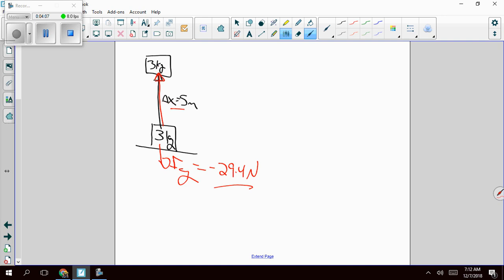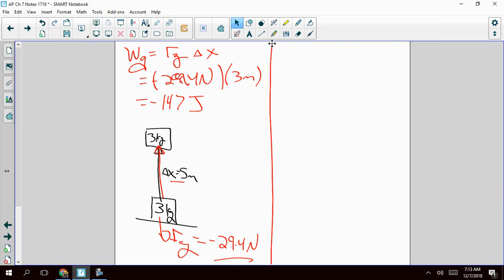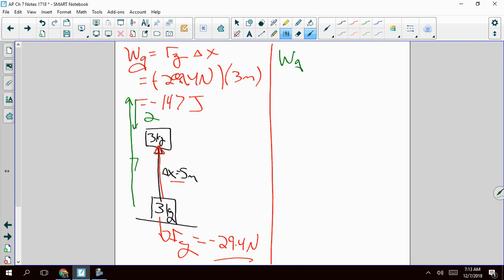Now let's do the same thing again, but this time we're going to take a different path. This time we're going to go up 7 meters and then down 2 meters. Let's figure out how much work is done. The work done by gravity is going to be, well, the work in going up 7 meters is negative 29.4 newtons is the force times 7 meters.